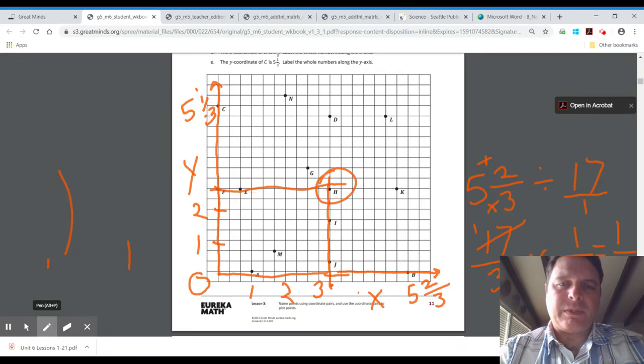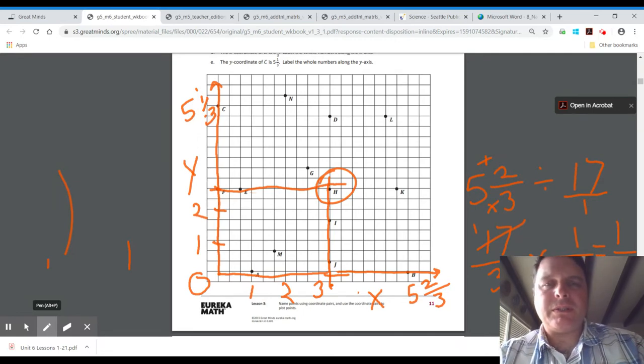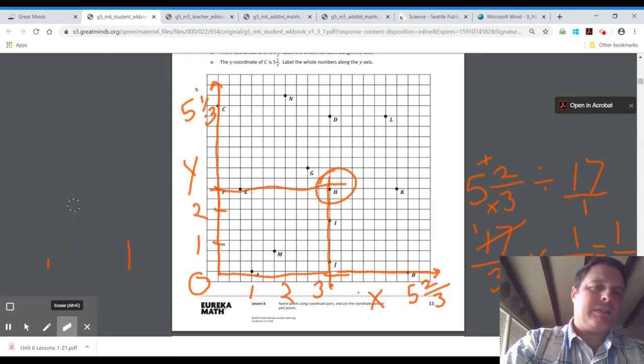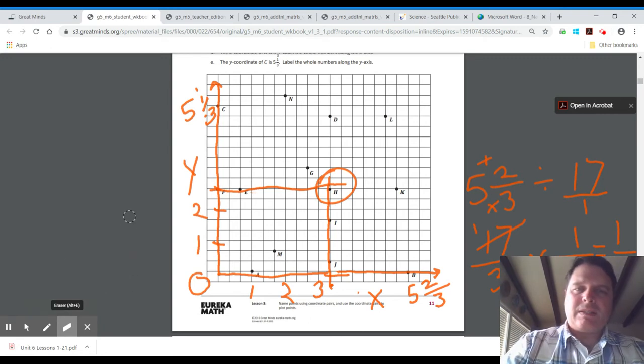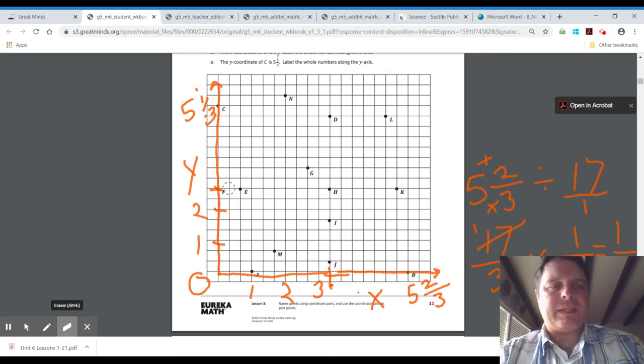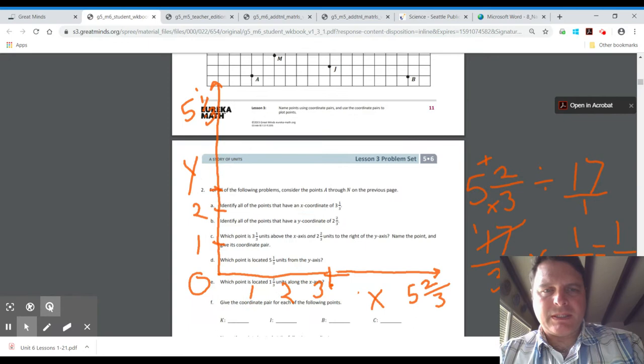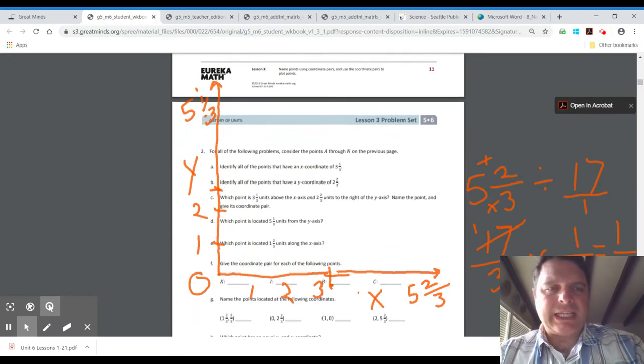So that's 3 1/3 at Y and 2 2/3 at X. They wanted to know which point would have both X at 2 2/3 and Y at 3 1/3. So that would be H. Let me erase these. So H is the answer to letter C. Please mark down H.